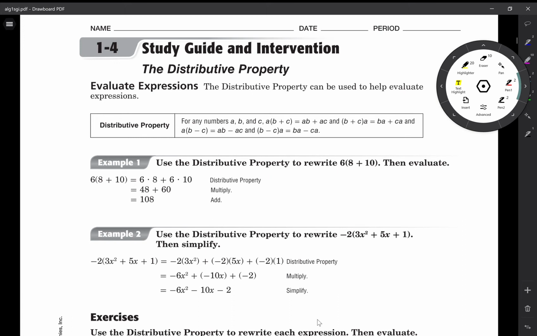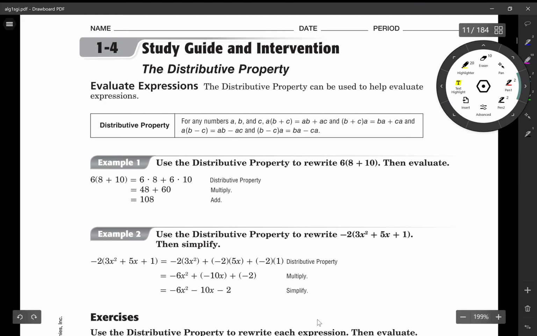Section 1.4 deals with two really key pieces that we call foundational pieces for algebra. The first one that we're going to deal with is the distributive property. What the distributive property tells us is that we're going to multiply anything inside of parentheses by the outside of the parentheses.